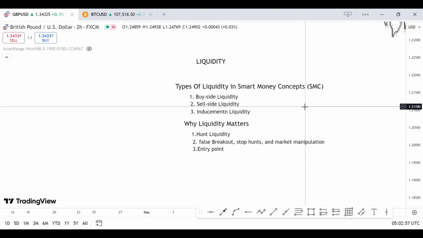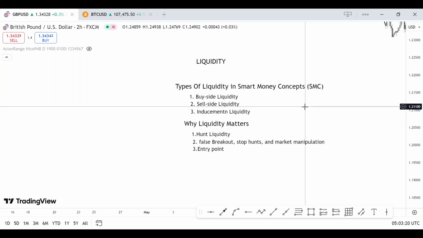Number 2, sell side liquidity is found below support levels or recent swing lows. Retail traders place their buy stop orders here, but smart money drops price to hit those sell stop orders and then reverses to the upside. I will also show you an example of that.